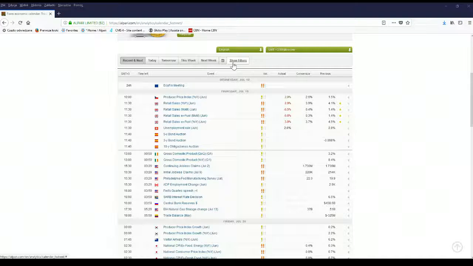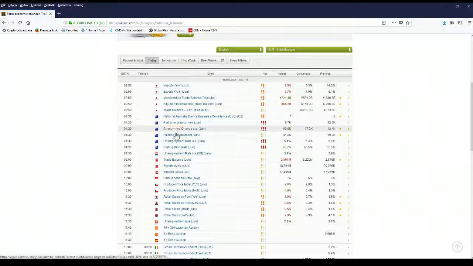Also, overnight, and we're going to show you data from today. Overnight, we had data from Australia, and data from Australia came much better than expectations. And that caused an upswing here. But the thing is that it was denied. It was wiped out very, very fast.